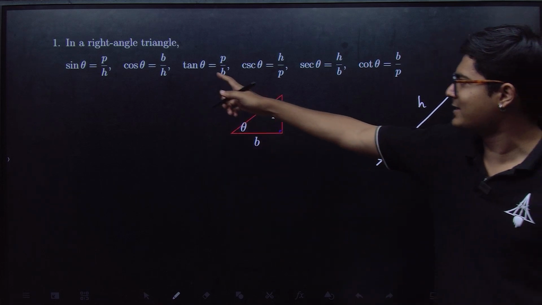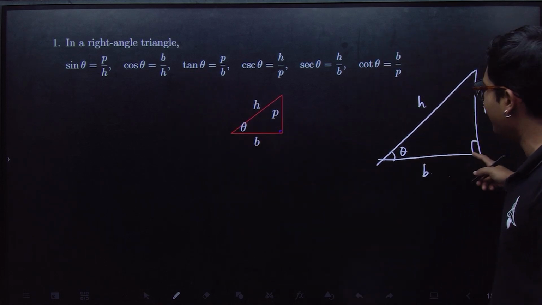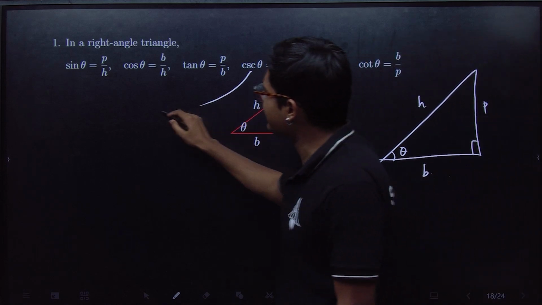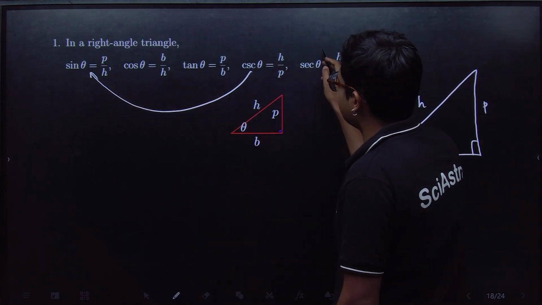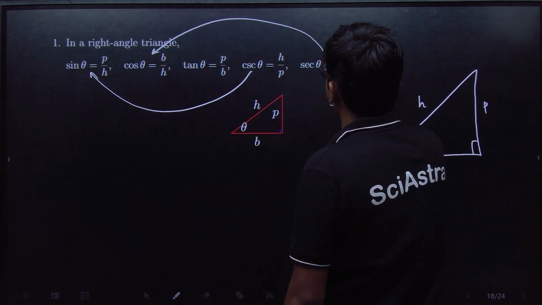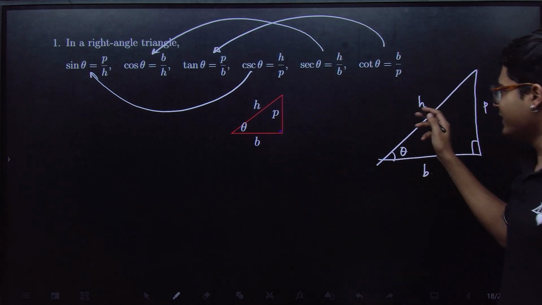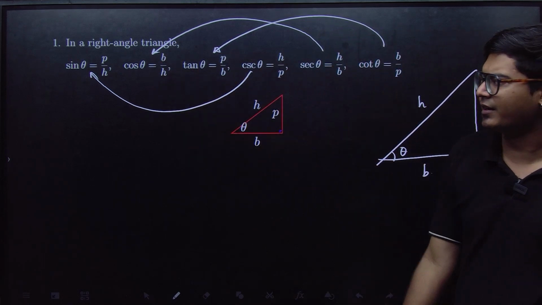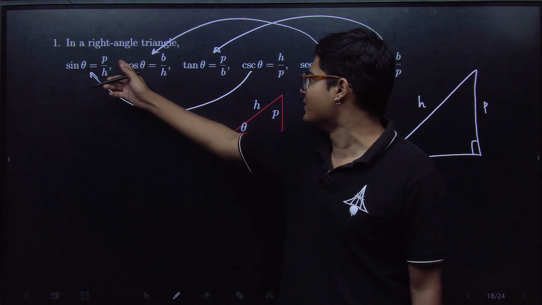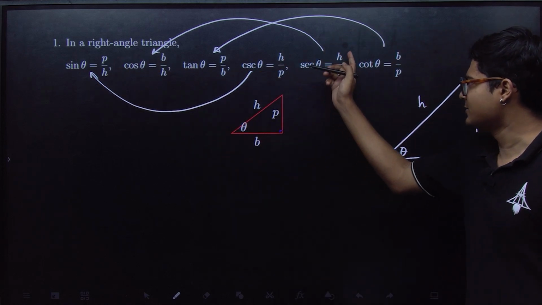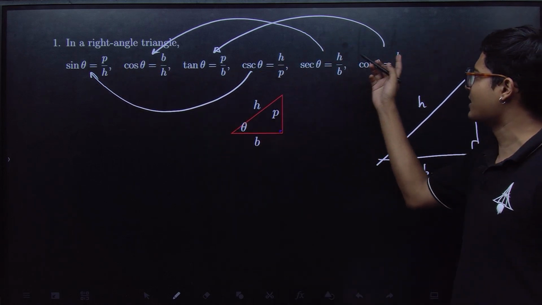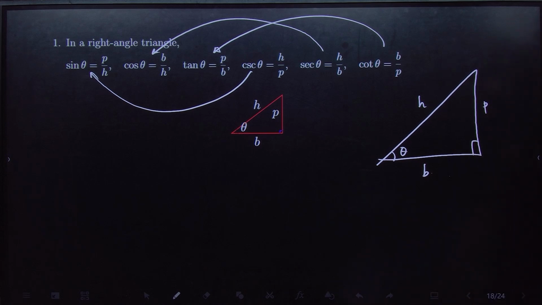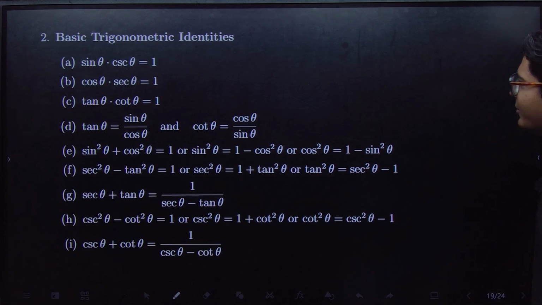Cos theta is base by hypotenuse. Tan theta is perpendicular by base. Now cosec is basically the inverse of sine. Similarly, sec is the inverse of cos and cot is the inverse of tan. Once you define the main three ratios, you can define the other three based on that. So cosec becomes hypotenuse by perpendicular, sec becomes hypotenuse by base, and the last one, cot, becomes base by perpendicular. These are some standard trigonometric ratios.